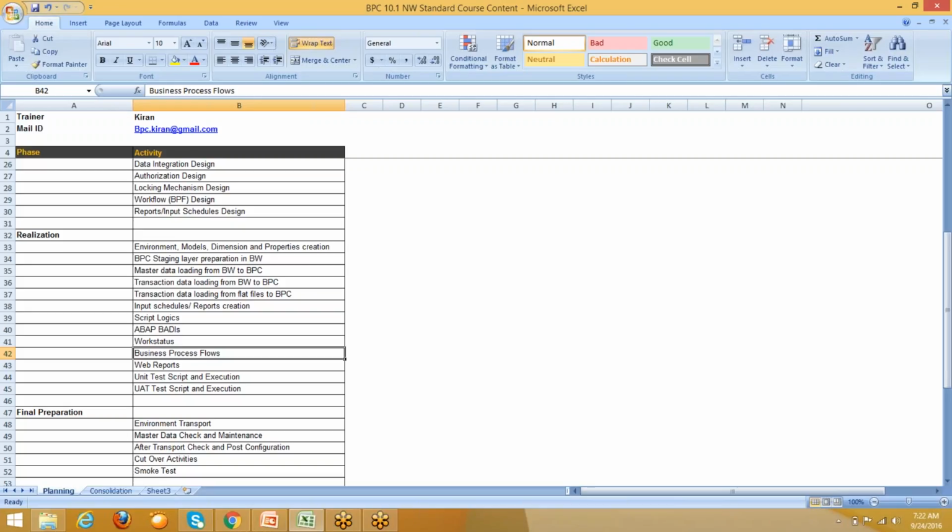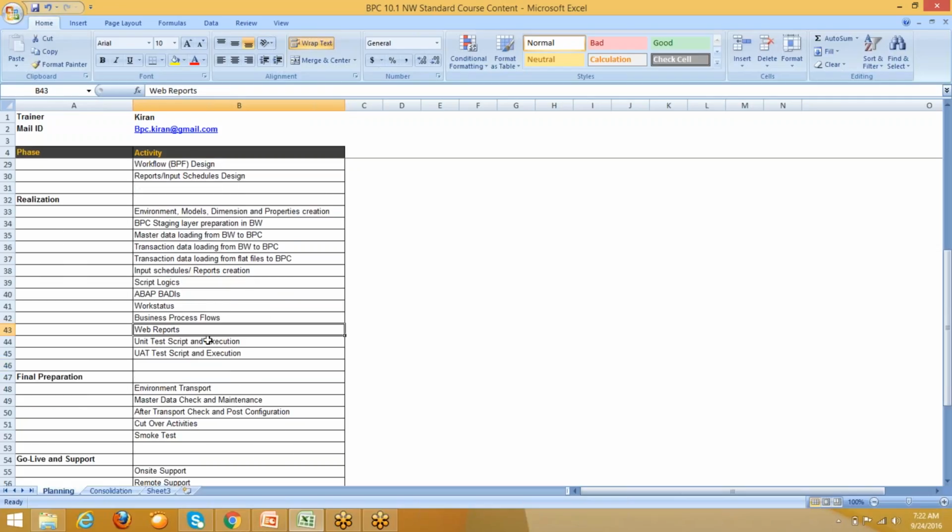Business process flows configuration, web reports configuration, and once we configure the things, we have to do the unit testing. Every scenario you create and execute the unit test, how the test script is prepared, how the user acceptance test script is prepared.